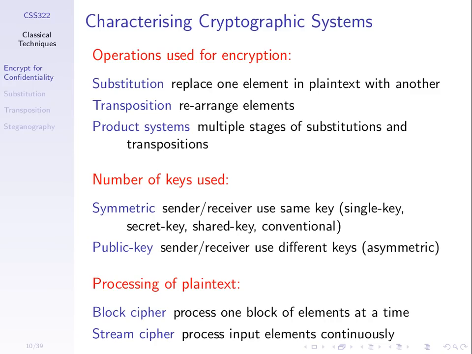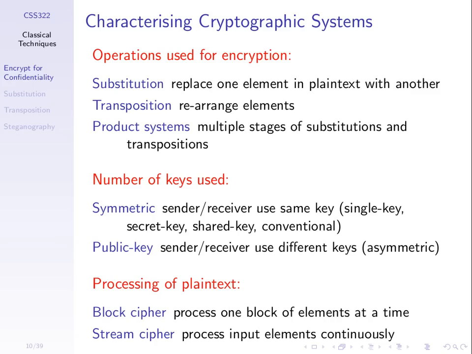Processing of plain text. With symmetric key cryptography, often we distinguish between how much plain text we process at a time. We'll see our algorithms take a chunk of plain text, encrypt it, and then move on to the next chunk of plain text and encrypt it. So if you have a 1 megabyte image that you want to encrypt, you don't encrypt it all at once, you encrypt chunks at a time. How big are the chunks? Well, it depends upon the cipher used.